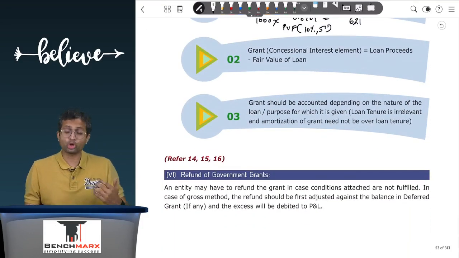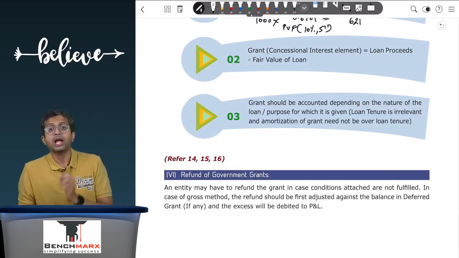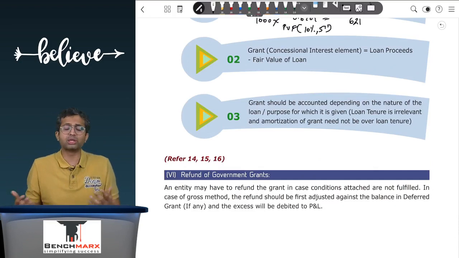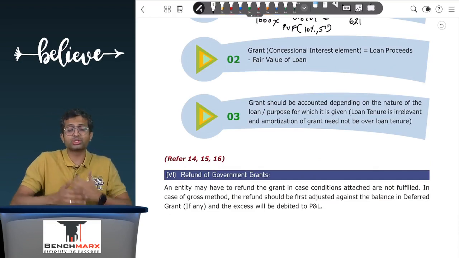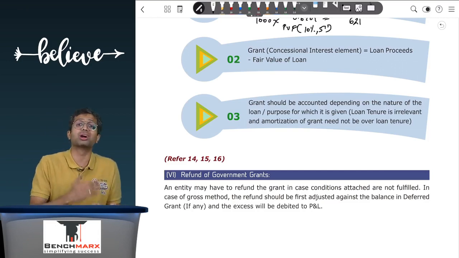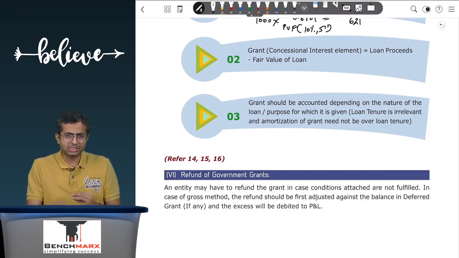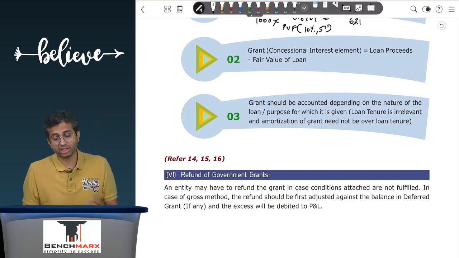Sometimes there is also a possibility that there can be a refund of a grant. So next case is refund of grant. Why would there be a refund? Well, that is because you received a grant and you believed that you will fulfill the conditions. However, for some reasons you were unable to fulfill the conditions, in which case the grant received has to be refunded. The amount of refund will be as decided as per the grant agreement.